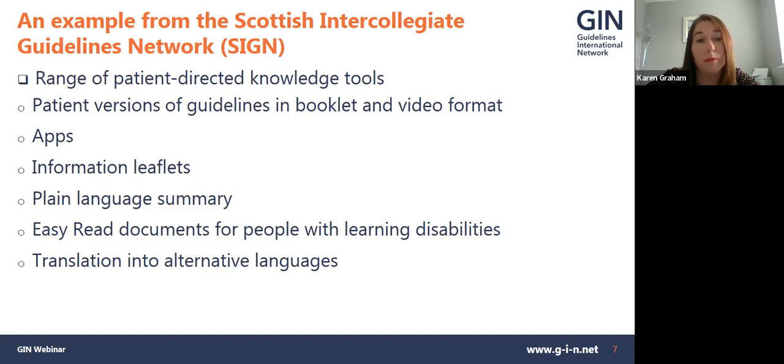Information leaflets can be produced as part of your guideline. Plain language summaries, we've done that at SIGN as well. And easy read documents for people with learning disabilities is something that we've produced quite a few of recently. And of course at SIGN, we always translate into alternative languages on request should people need them.